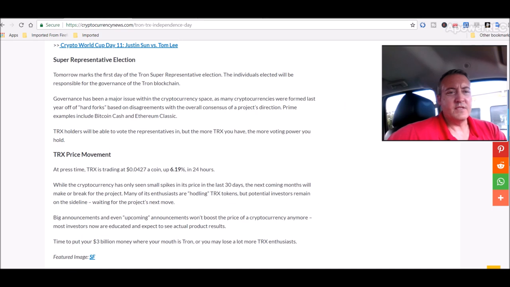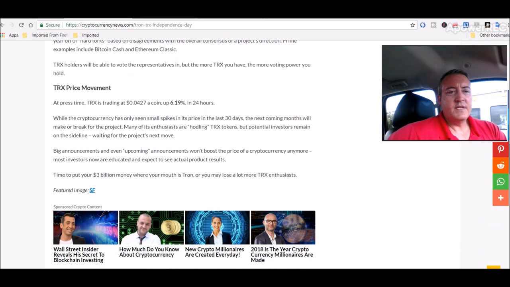Super Representative Election. Tomorrow marks the first day of the Tron Super Representative Election. The individuals elected will be responsible for the governance of the Tron blockchain. Governance has been a major issue with the cryptocurrency space, as many cryptocurrencies were formed last year off hard forks based on disagreements with the overall consensus of a project's direction. Prime examples include Bitcoin Cash and Ethereum Classic. TRX holders will be able to vote the representatives in, but the more TRX you have, the more voting power you hold.